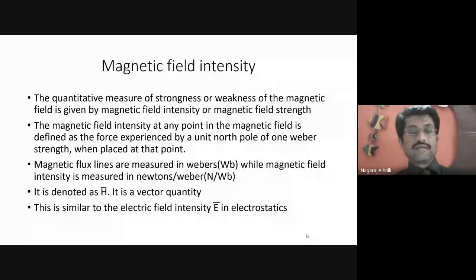This is similar to the electric field intensity E bar in electrostatics. Magnetic field intensity is in electromagnetics, whereas electric field intensity is in electrostatics. Fine.